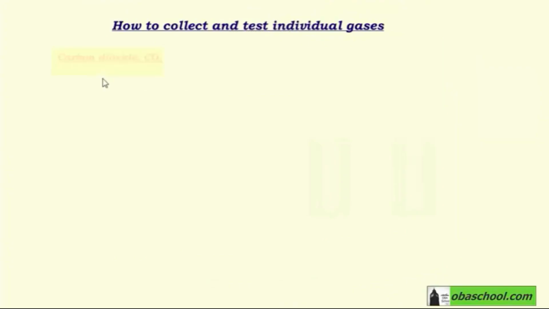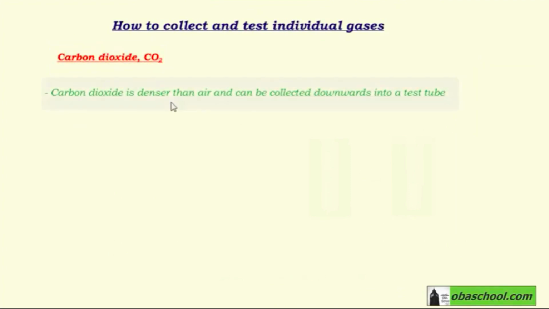Now we'll talk about carbon dioxide gas, which has the molecular formula CO2. Carbon dioxide is denser than air and can be collected downwards into a test tube, as you can see here, since it's denser than air, so it's collected downwards.